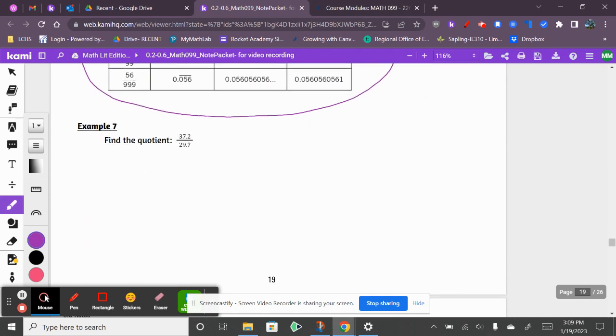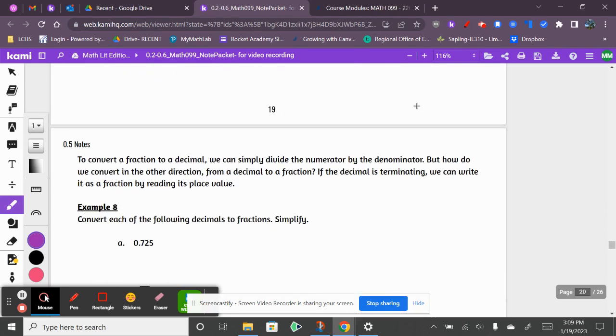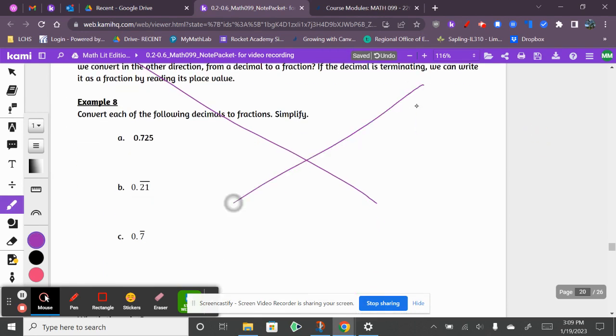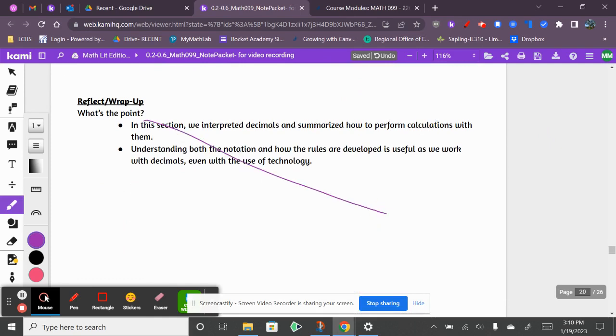This concludes what we are going to cover in our notes and what your homework covers for section 0.5, so you do not have to worry about the other pieces of 0.5 in the notes. If you have any questions, please let me know.